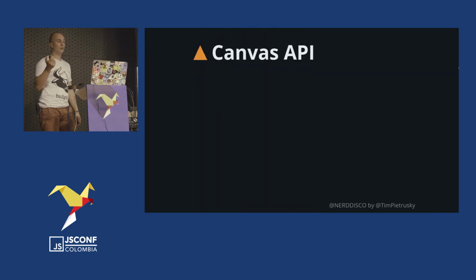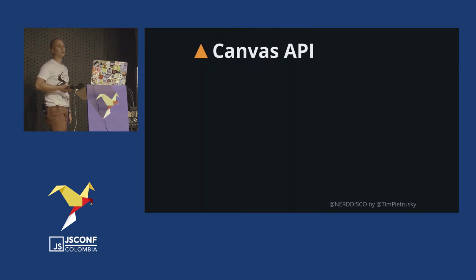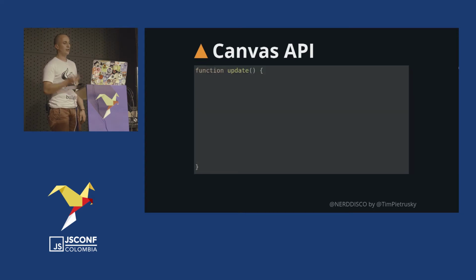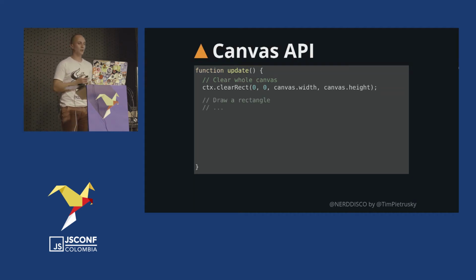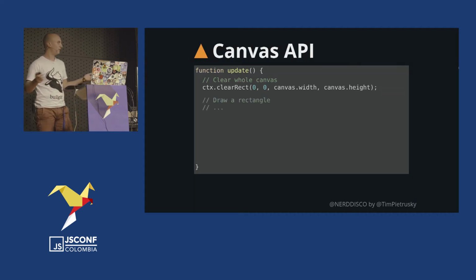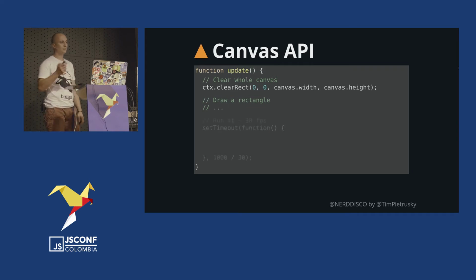But we want animations, right? This would just be a static image. Therefore, I have an update function. And inside this update function, I call clear rect, which just clears the whole canvas. So with every frame, the canvas is cleared, and I have a new frame which has no stuff left from before. Then I can draw something on the canvas and maybe change the position of the rectangle.